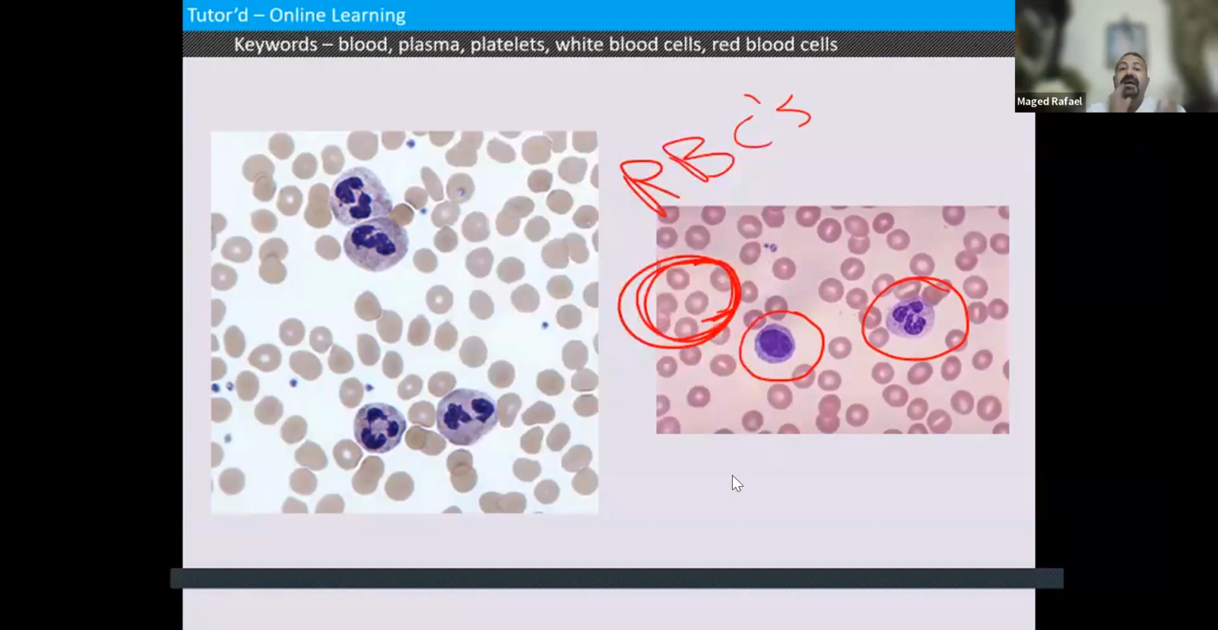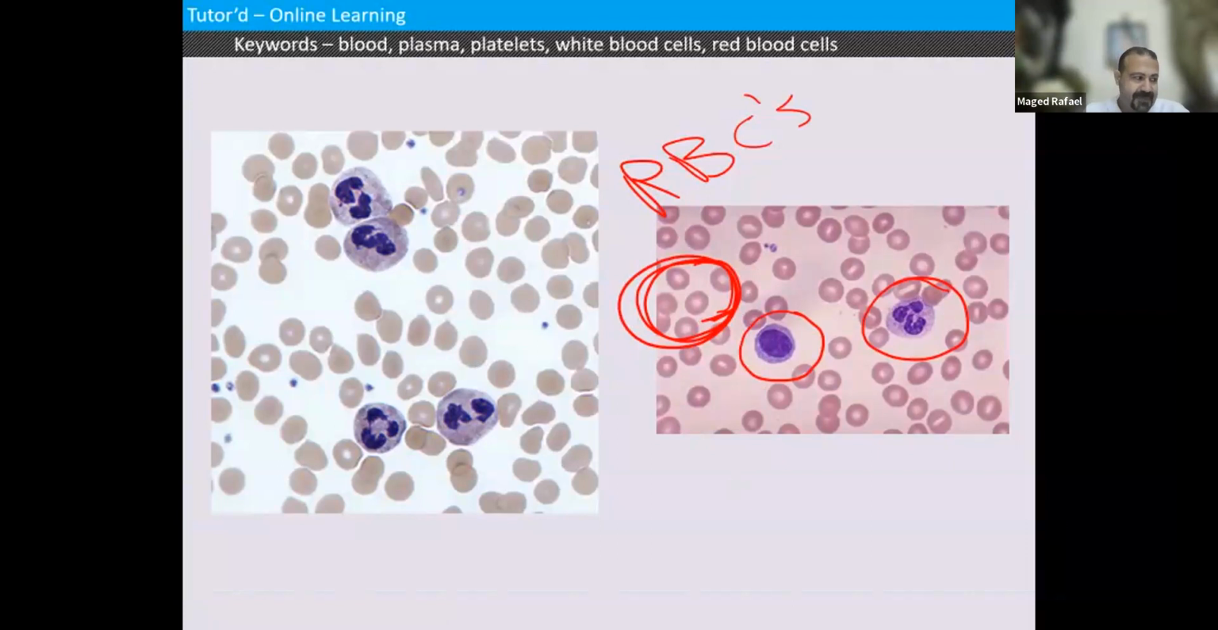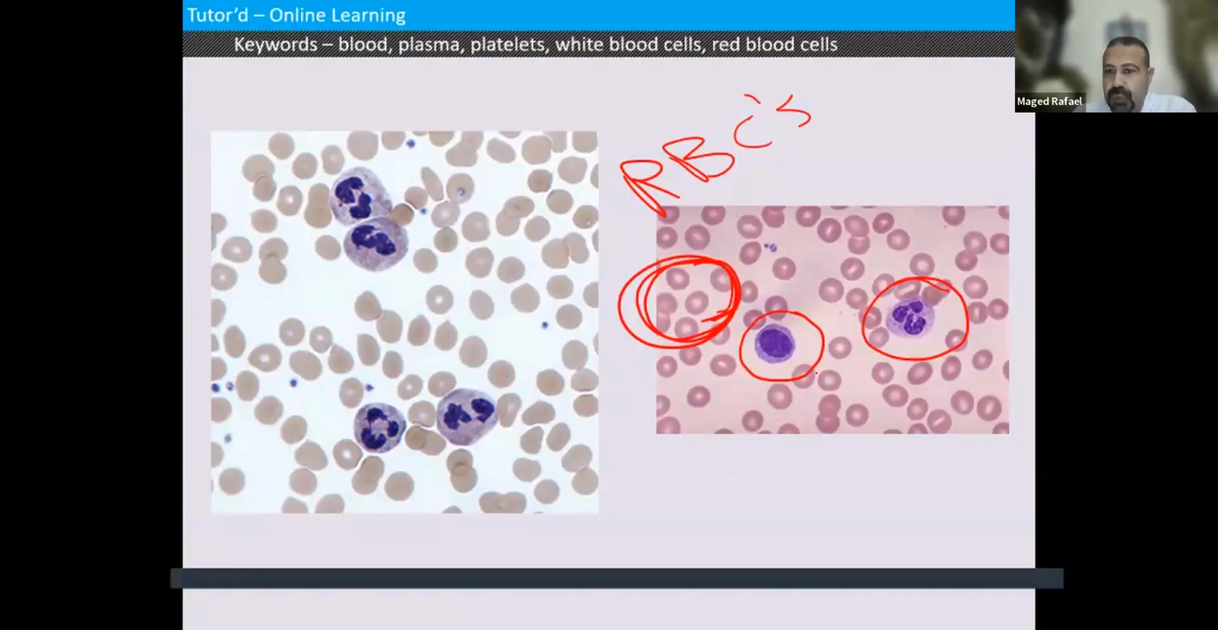So we have red blood cells, and the red blood cells have no nucleus to provide a large surface area for hemoglobin, and this is to transport more oxygen. We have also white blood cells. The white blood cells are of two types in front of us. They are more than two, but we can see two types of them.